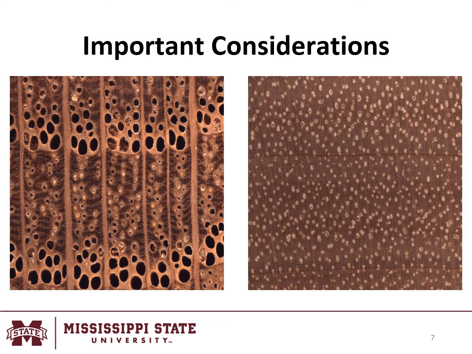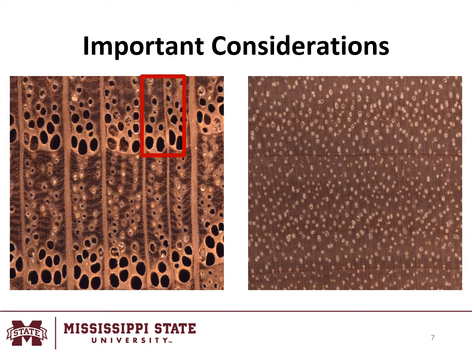To help better understand the spatial heterogeneity issue, I have two images here. On the left, we have Quercus nigra, a ring porous species. And as you can see, there's quite a difference between the pore size and pore distribution between the early wood and the late wood. The early wood pores are quite large, and the late wood pores are quite small.